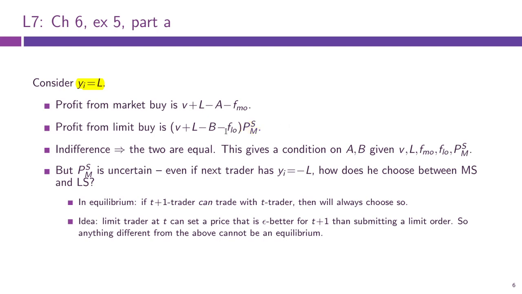And as I said, submitting a limit order allows you to get a better price because a bid is lower than the ask. But this better price comes at the cost of the execution risk. So we only have one type of trader who wants to buy. Therefore, this trader should be indifferent between the two options, meaning that the price improvement should exactly offset the execution risk. Now, this indifference would give us a condition on prices A and B.